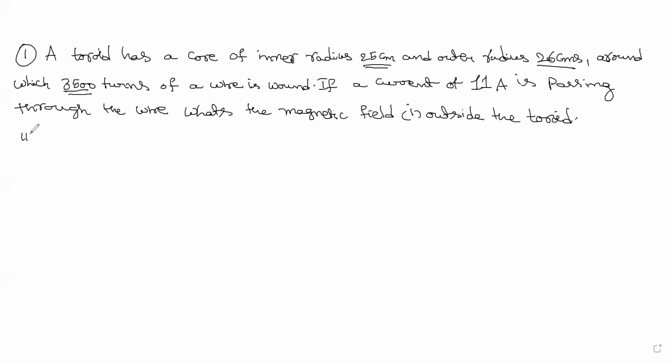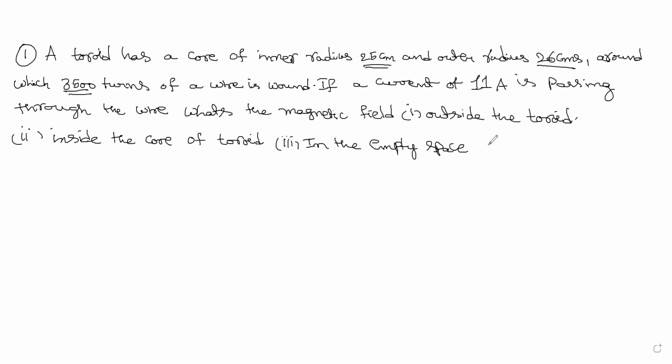Outside the toroid. The part 2 is that you have inside the core of the toroid. Inside the core of toroid. The third part is in the empty space surrounded by the toroid.